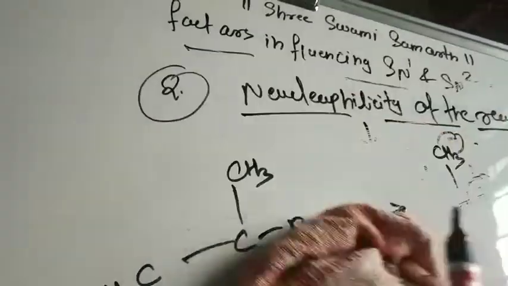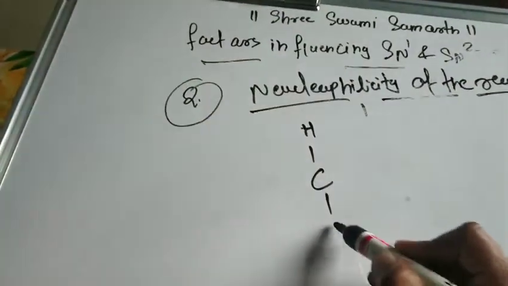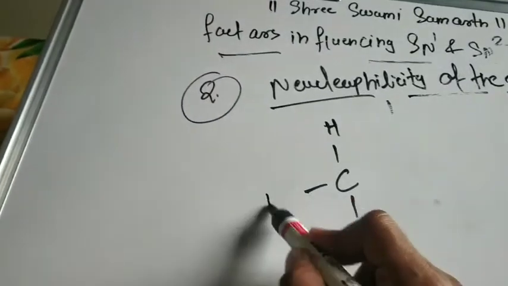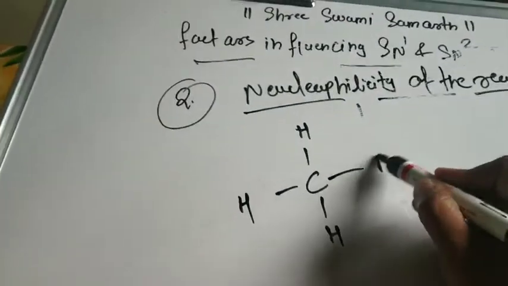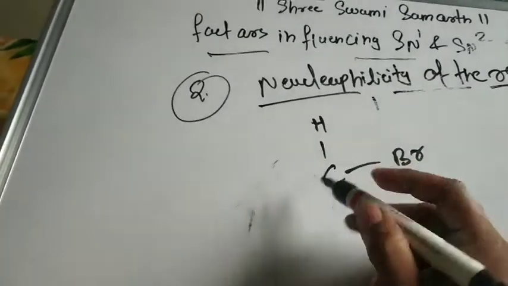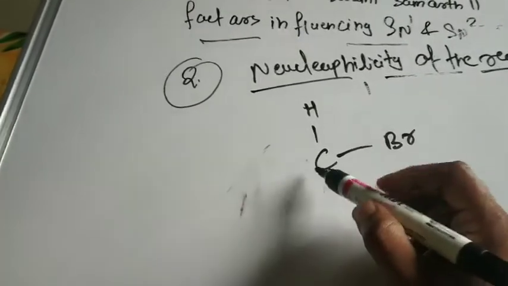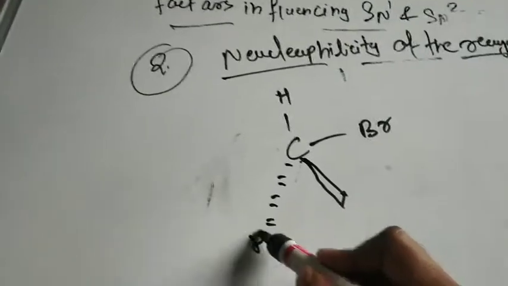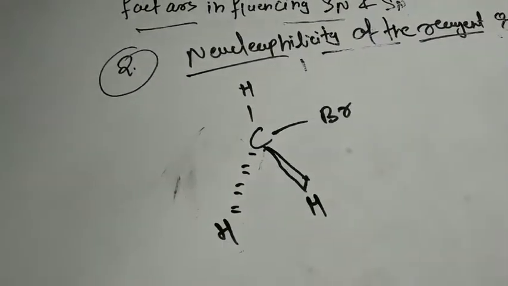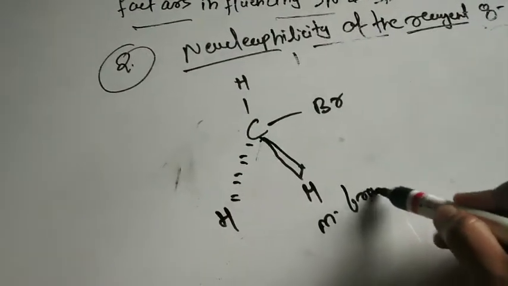Okay, now let's see the case of an SN2 reaction. Why is the nucleophile strong in the SN2 reaction? See what happens in the SN2 reaction. This is CH3 and Br, right? I will draw this hydrogen a little bit like this. See, this is the hydrogen, CH3 and Br. This becomes the methyl bromide.